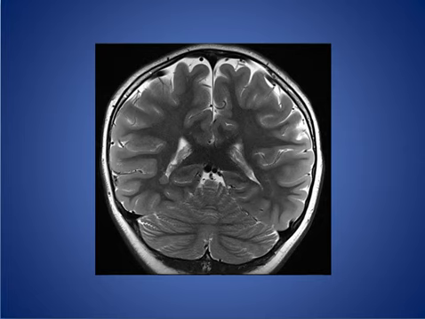Next case, look at it and try to pick up the abnormality. Here we see there is a subependymal nodule on the right side, and we call it nodular heterotopia in this coronal T2 weighted MRI image.